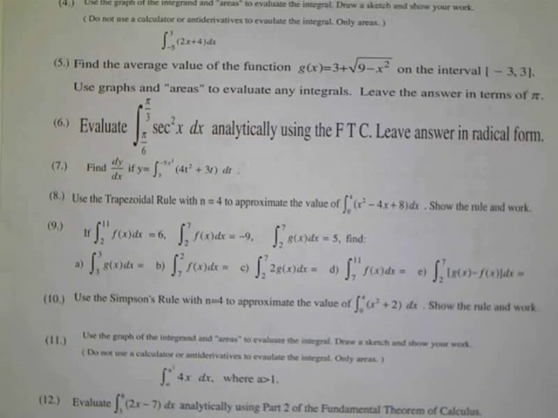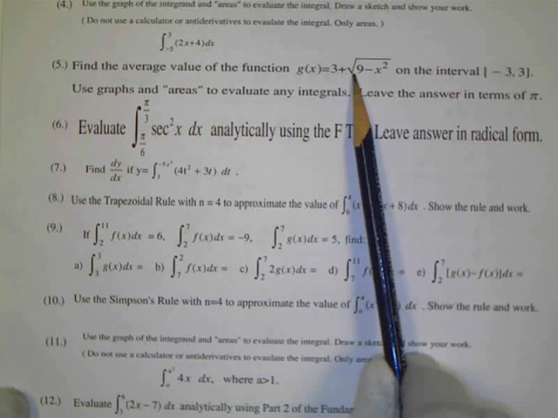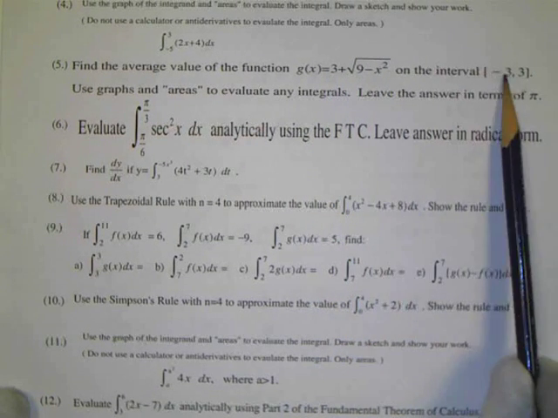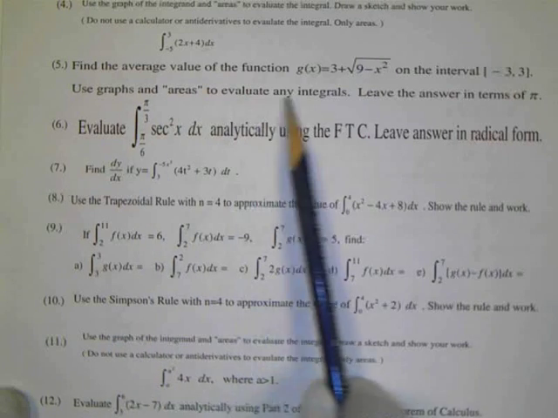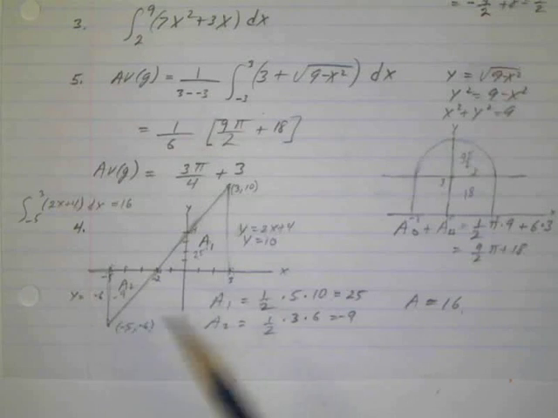Find the average value of the function g of x, which equals 3 plus the square root of 9 minus x squared on the interval negative 3 to 3. Use graphs and areas to evaluate any integrals. Leave the answers in terms of pi. Okay, so we had to graph this.